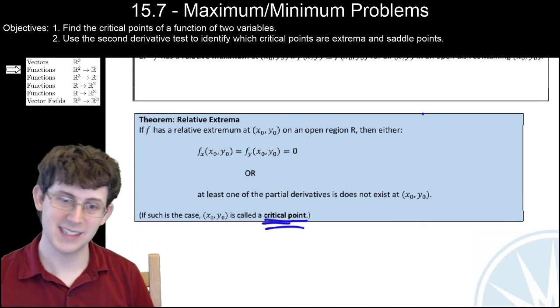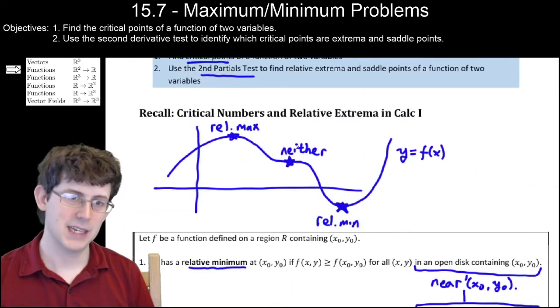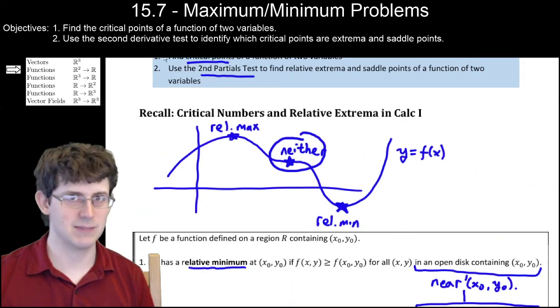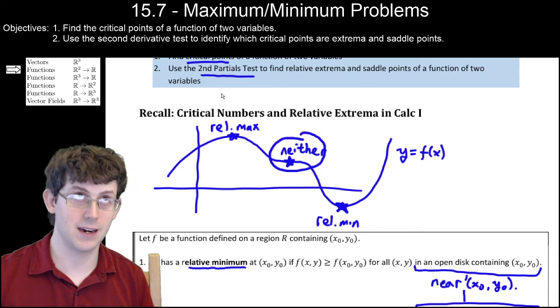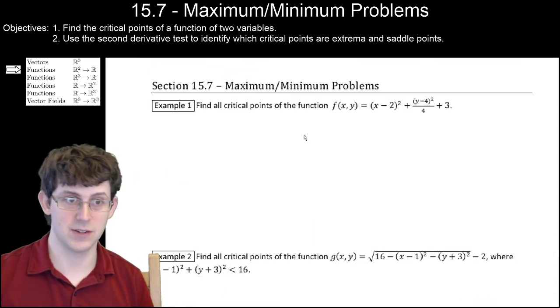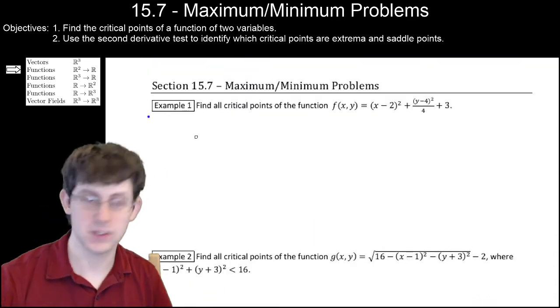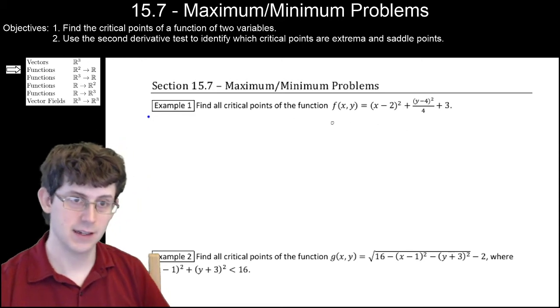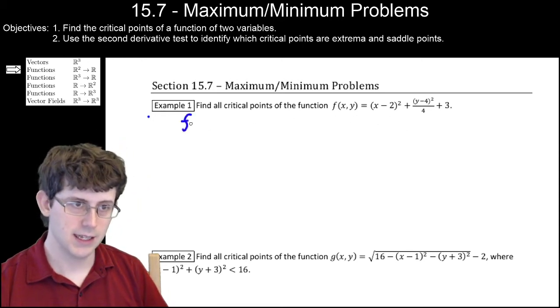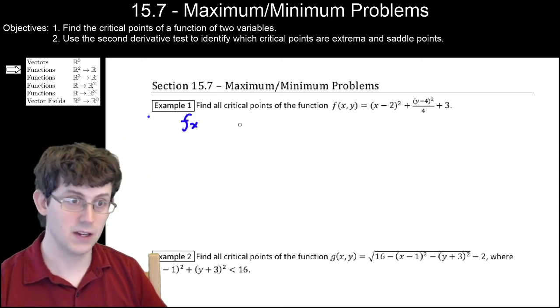Those critical points aren't the maximums and minimums, because there might be some weird ones that are not maximums or minimums, but those critical points are the candidates for the extreme values. Okay, so first let's practice finding critical points. This one, it looks like its partial derivatives always exist.